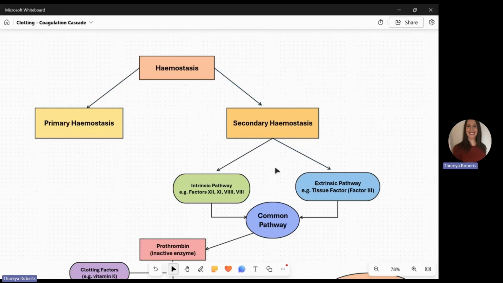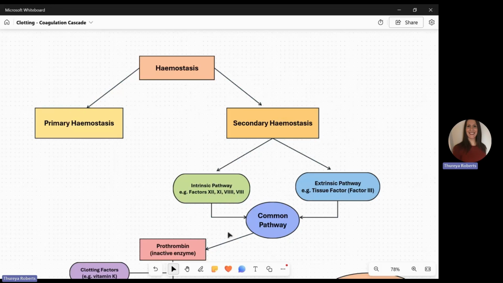Within secondary haemostasis, there are two separate pathways that activate the clotting cascade. We've got the intrinsic pathway on the left in green and the extrinsic pathway on the right in blue. Both of these pathways lead to the activation of the common pathway, which is where clot formation truly begins.